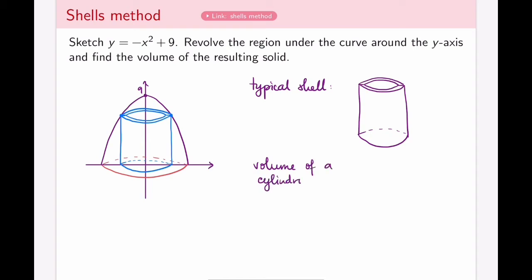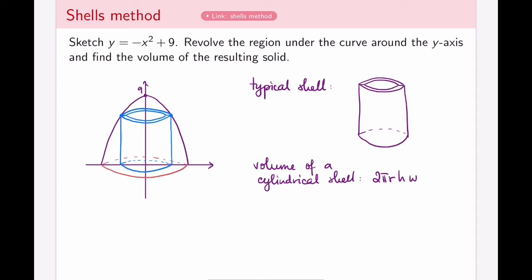Notice that it's called a cylindrical shell because they will always be cylinders. And the volume of such a thing is 2 pi r times the height times the width. Okay, so 2 pi r you might recognize as the length of the circumference. So it is the length of the circumference times the height of the cylinder times the thickness of the actual shell. What is it in our case? How can we compute it here?